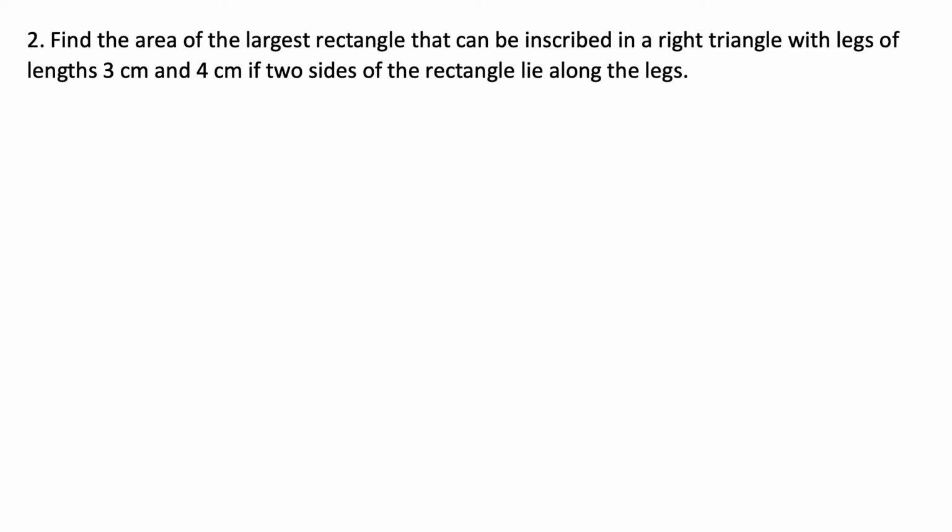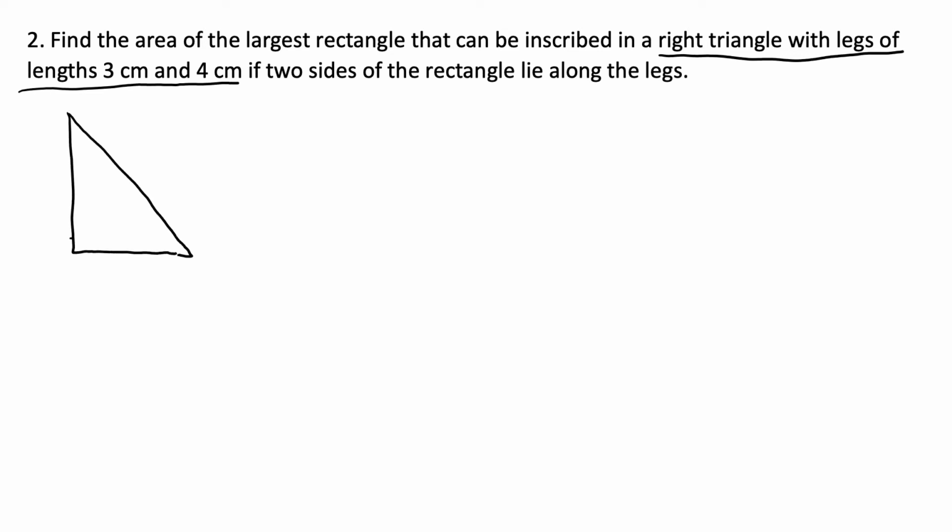So the first thing they're telling us is that we have a right triangle with legs lengths of 4 centimeters and 3 centimeters. So let's draw a right triangle. And I'm going to label one side as 3 centimeters and one side as 4 centimeters. Now what we want is a rectangle that's inscribed in this triangle where two sides lie along the legs. So that means we're going to put a side here and a side here.